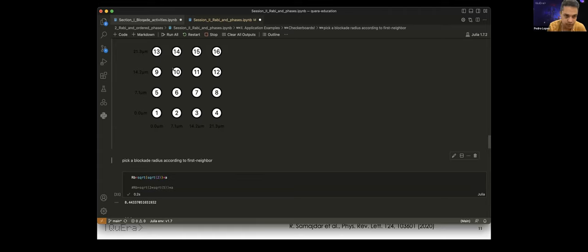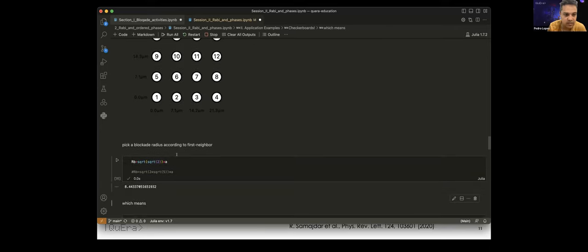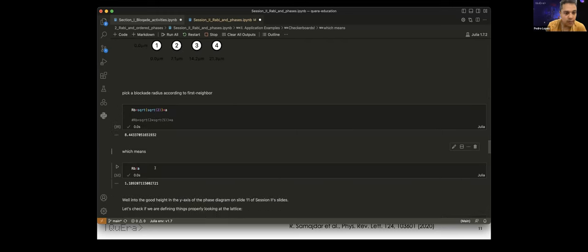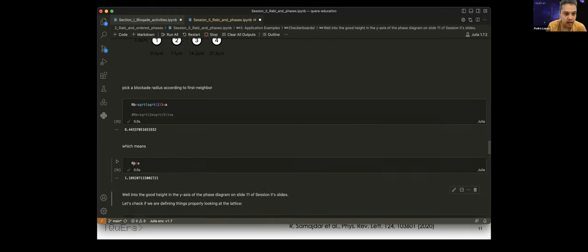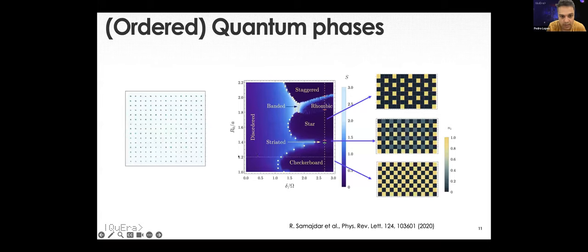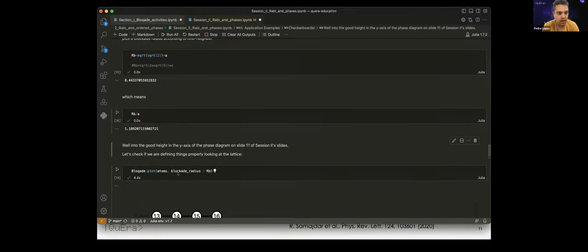So I do a square root of 2 times A, the lattice constant. So I do a geometric average, and that's going to be the square root of 2. And this is just a convenient way of setting up a blockade radius. If I take this RB over A, I am exactly at 1.19, which, if you remember from here, is roughly on top of this dashed line that you're seeing. So that's quite a convenient place to be.